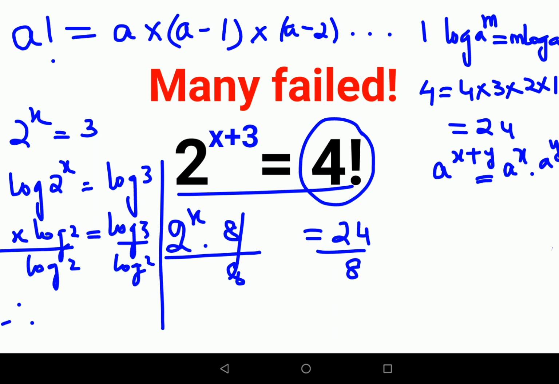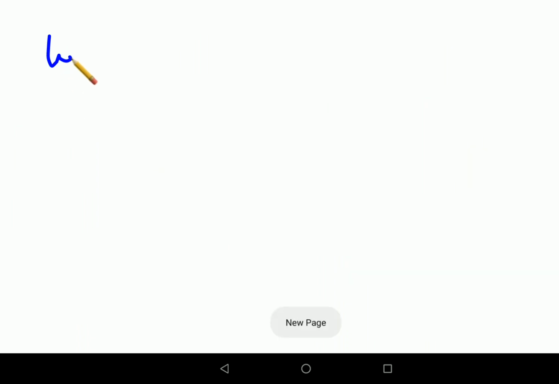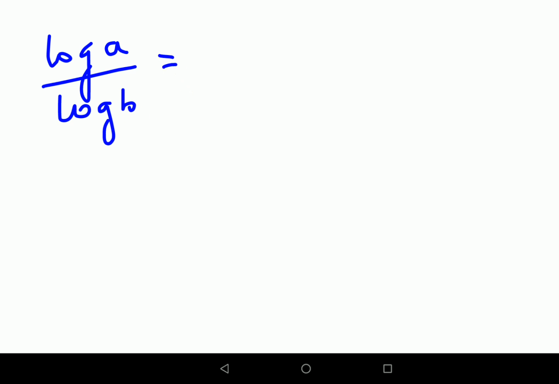Therefore the value of x comes out to be log 3 upon log 2, and this can be written as log of 3 to the base 2. Why like that? Because in logarithm, whenever you have log of a upon log of b, you can also write this as log of a to the base b.